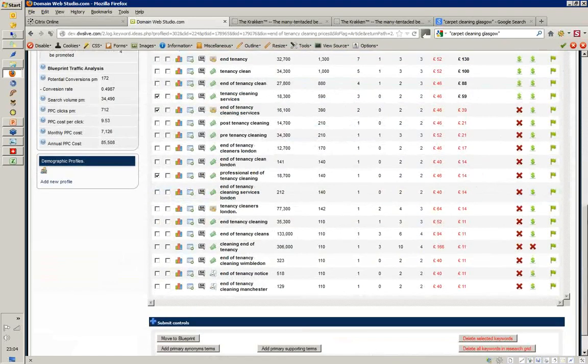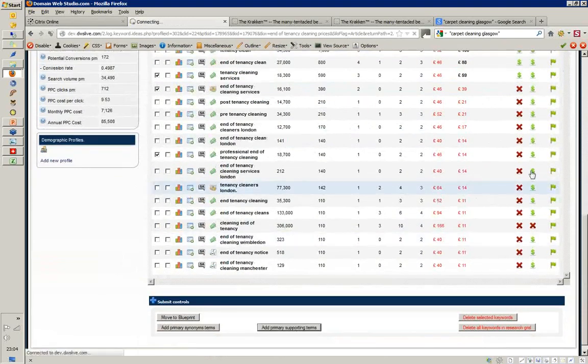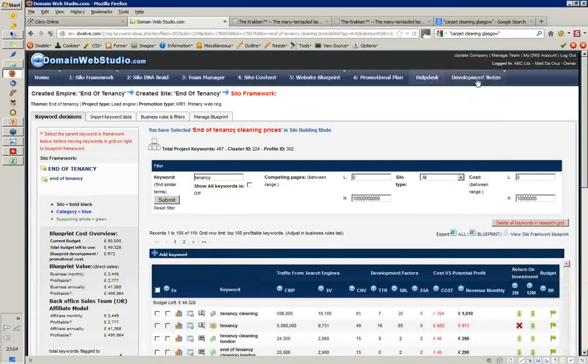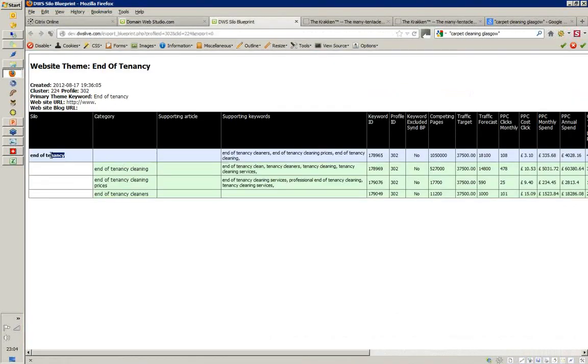Okay, so I click on add supporting keywords, and when this page reloads, I'm going to open up another little grid which shows us the layout of the site as we go on. So this link over here, view Silo Frank blueprint, when I open this up, it gives us our plan. If you think of this as the campaign, this is the page on the website. We're going to have end of tenancy cleaners, end of tenancy cleaning prices, end of tenancy cleaning.